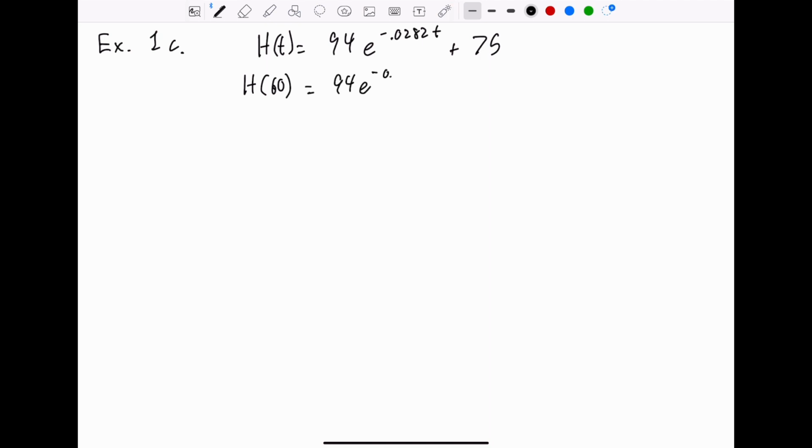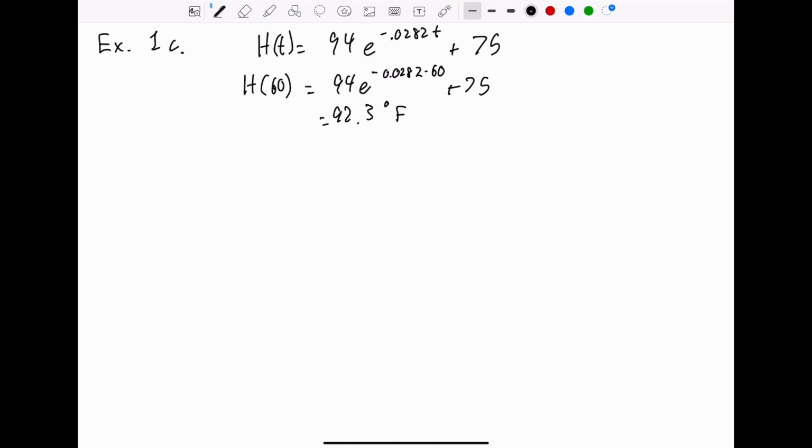So for example 6C, we want to know what is the temperature of the coffee after an hour? So let's write down the temperature function that we found. The temperature of the coffee at any time t is h of t equals 94 e to the negative 0.0282 t plus 75. There's the function that we found. So for part C, what's the temperature of the coffee after an hour? Well, this is simply h of 60. So we just plug in 60 for t: 94 e to the negative 0.0282 times 60 plus 75. Plug this into Mathematica and we get approximately 92.3. So 92.3 degrees Fahrenheit, that's the temperature after 1 hour or after 60 minutes from when the coffee has been brewed.